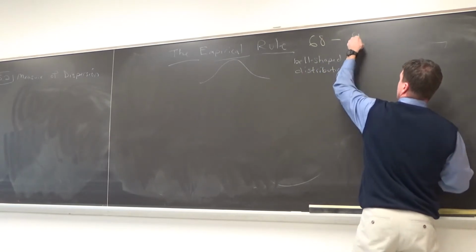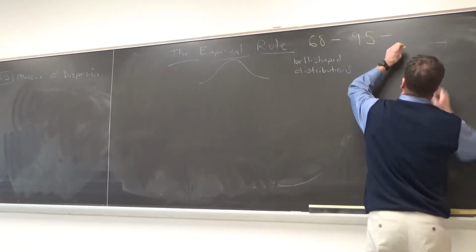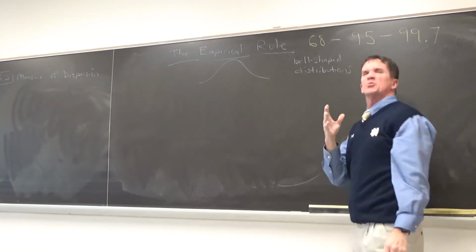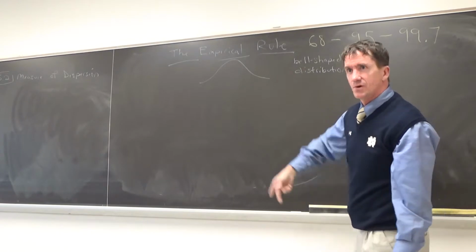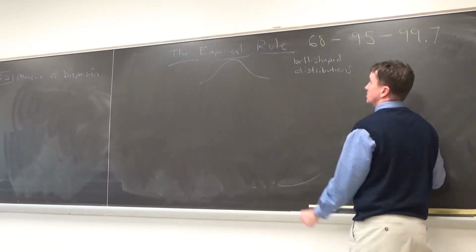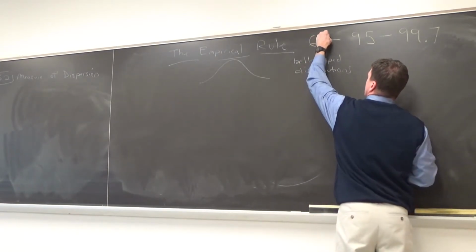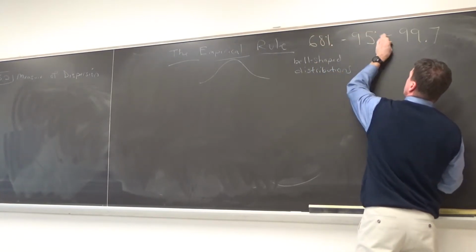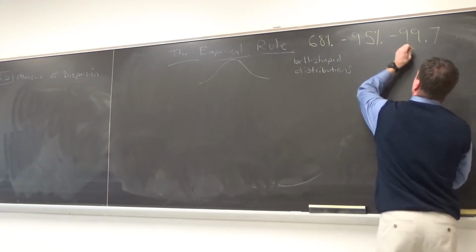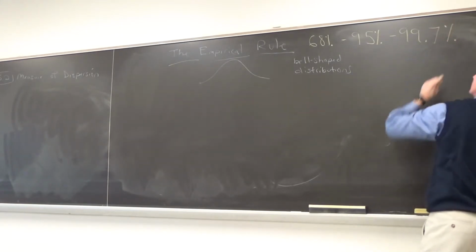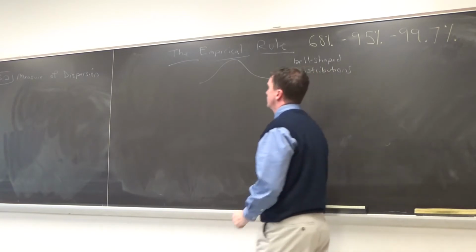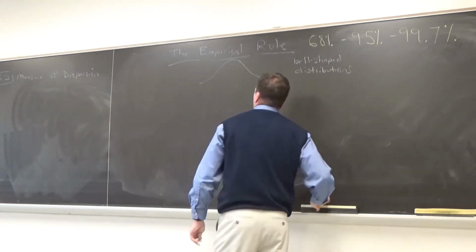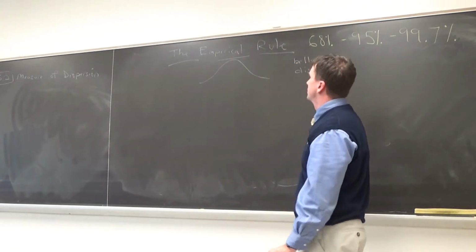68, 95, and 99.7. And they're percentages. So I should put percentage symbols next to these 3 numbers. 68%, 95%, and 99.7%. 68%, 95%, 99.7%. Is that the universal?